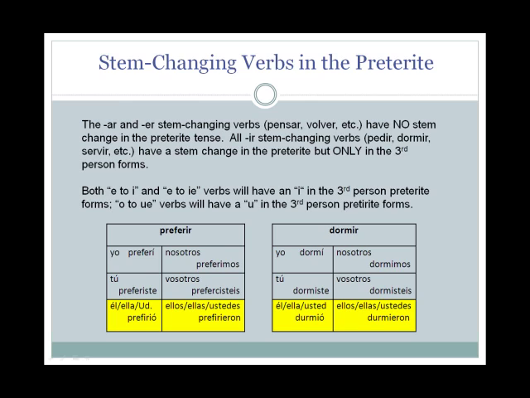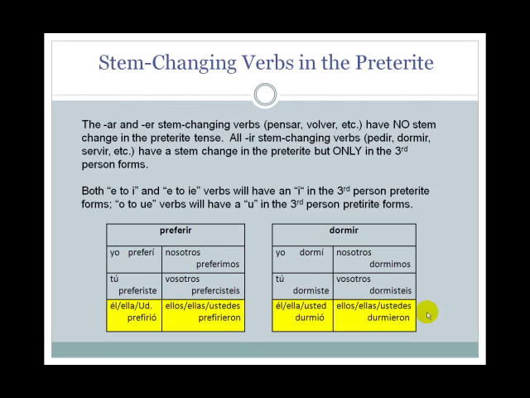Now let's look at stem-changing verbs in the preterite tense and how they work. For AR and ER stem-changing verbs, any stem-changing verbs that end with AR or ER in the infinitive, like pensar and volver, have no stem change in the preterite tense. All IR stem-changing verbs, like pedir, dormir, servir, etc., have a stem change in the preterite, but only in the third person forms. So if you look down here, it's only the third person forms, the él, ella, usted, and ellos, ellas, ustedes, that have a stem change. So only IR verbs, and only in the third person.